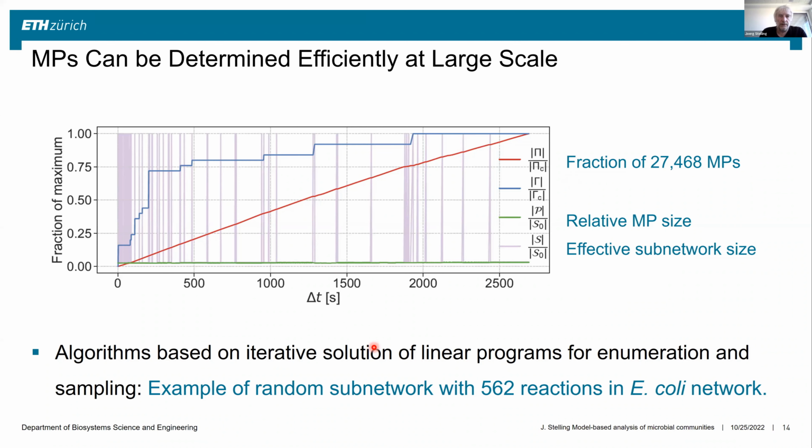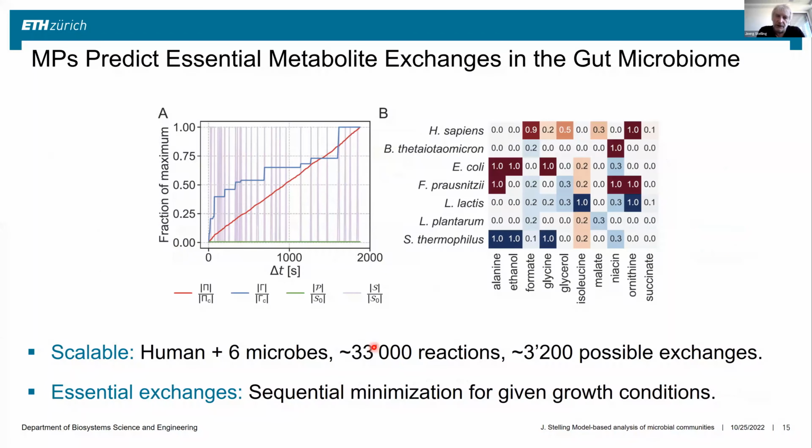With this, what we essentially can do is to scale this to much larger networks. On the left, you see the fraction of MPs, again, how the algorithm proceeds. In this case, this was a metabolic network of a human and 6 microbes. So altogether, roughly 30,000 reactions and roughly 3,200 possible exchanges. We focused just on the exchanges because we were interested in who can produce what for the community or consume what.